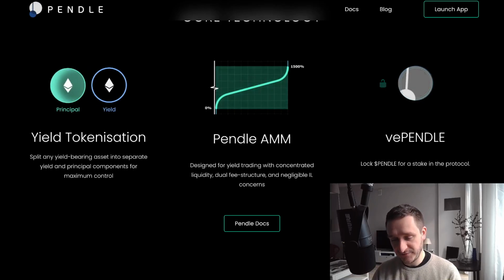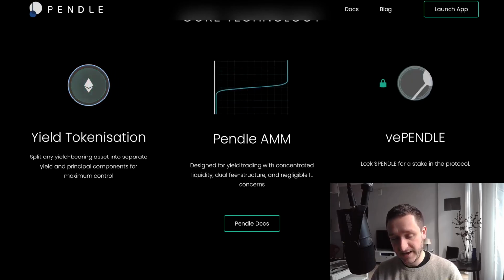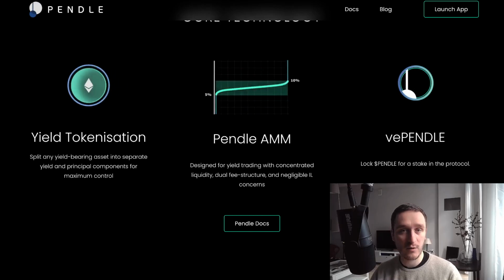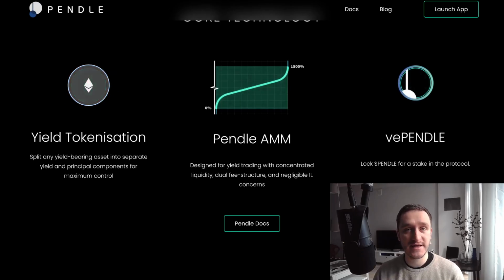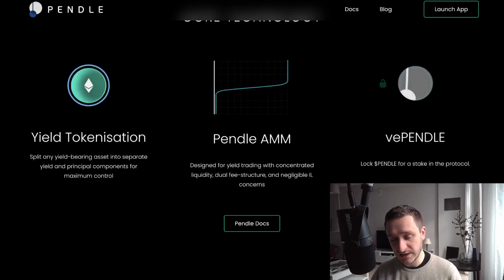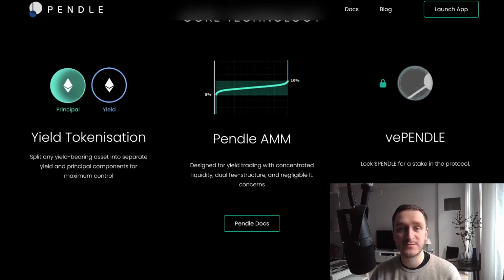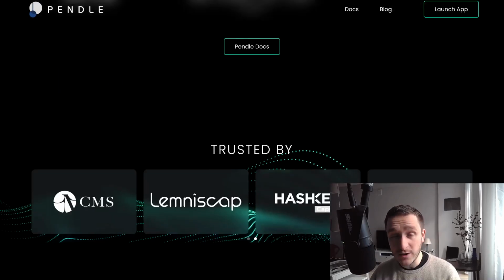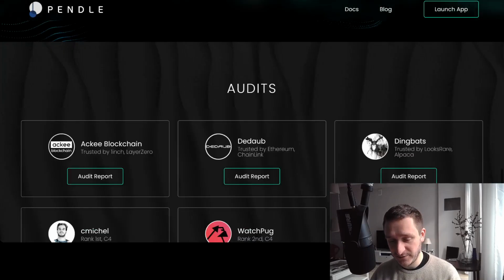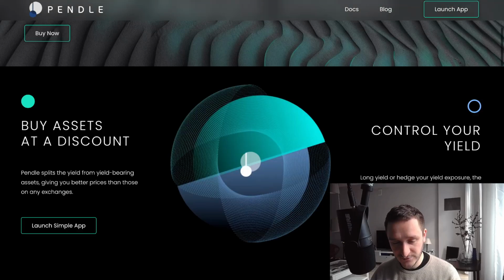And thanks to having two parts to that, you can sell one part and keep the other part generating the yield, or you can actually just buy the yield giving part as well. And Pendle allows you to do exactly that. So this is yield tokenization. If it's complicated, I'm going to explain it in a minute because they have an amazing tutorial.